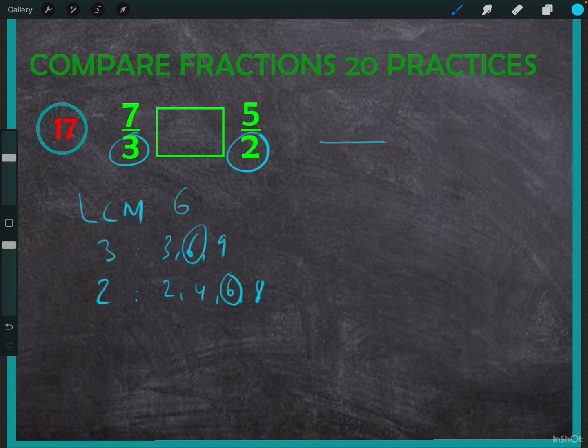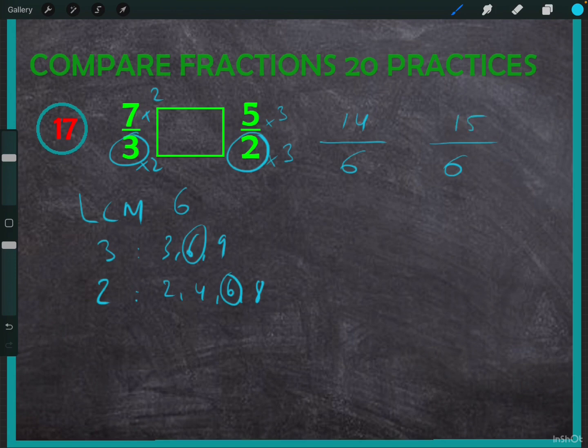From here, we will convert the two original fractions into two new fractions with the denominator 6. For the first fraction, we must multiply 3 by 2 and 7 by 2 to get the equivalent fraction. 2 times 7 is 14. 14 over 6 is the equivalent fraction of 7 over 3. For the second fraction, we must multiply 2 by 3 and 5 by 3 to get the equivalent fraction. 3 times 5 is 15.